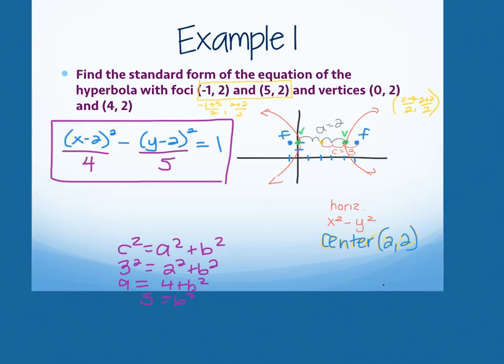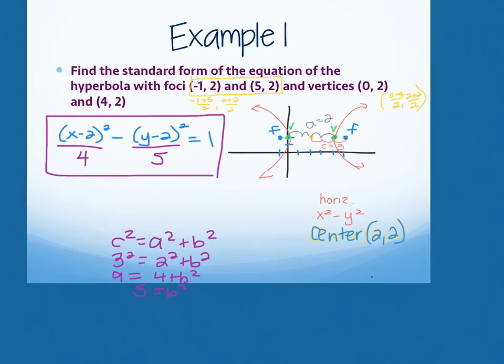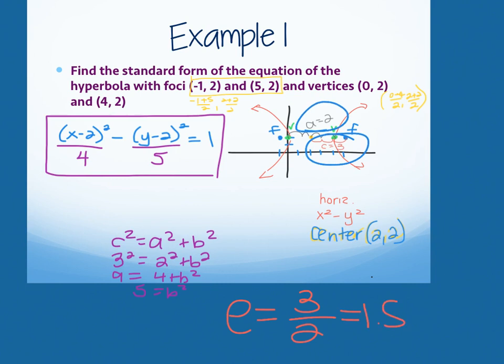So this was example 1. In example 1, we had that a was 2 and c was 3. So if I asked you for the eccentricity of this, it'd be 3 over 2 or 1.5, something like that. We did not draw asymptotes this time, but if we had drawn them, you would have seen that this is actually a pretty narrow hyperbola. We just approximated it this time.